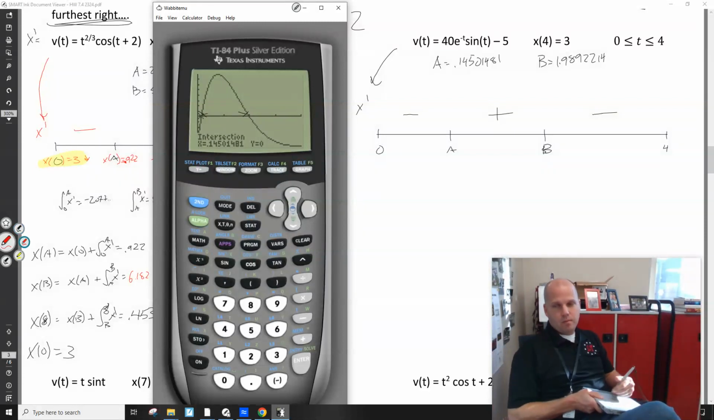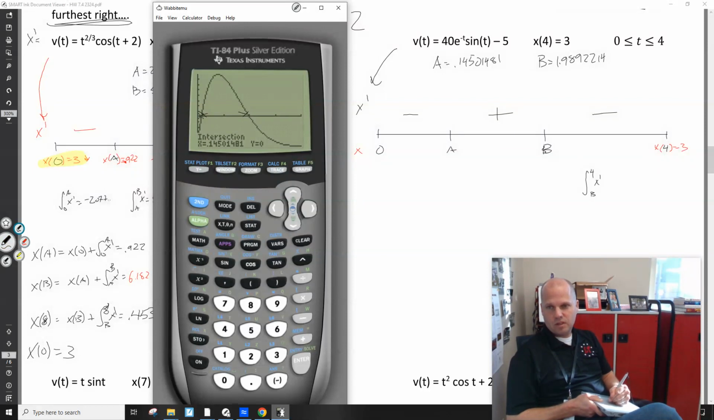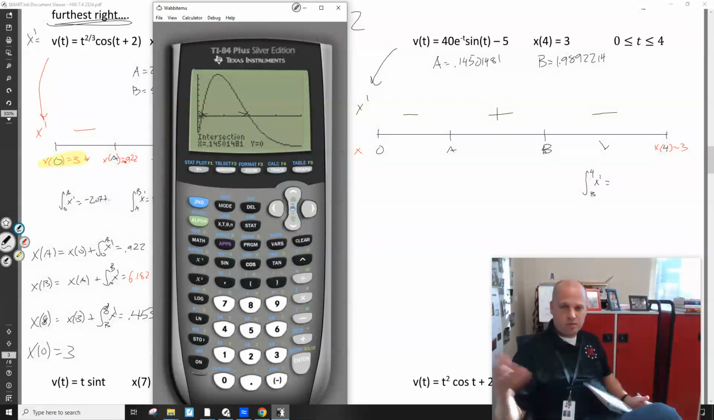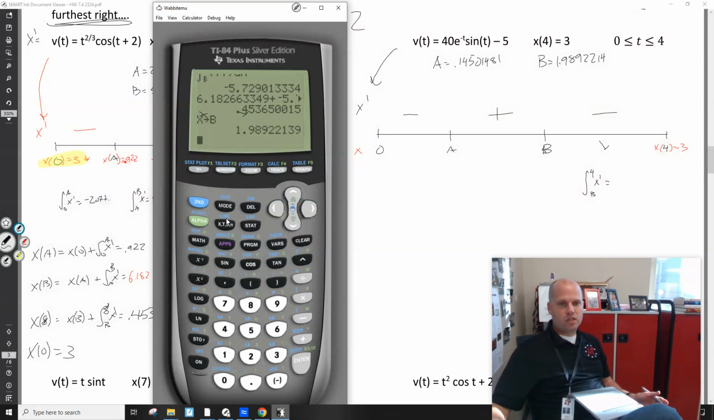Now, heads up, we're going backwards. We have x of 4 equals 3. This is going to be my position function, but I don't have a position function. I'm going to have to find my accumulations, and I'll go backwards. So let's start from B to 4. Let's find this amount that we decrease, which means it'll be a positive amount that we add to figure out where we came from. So we're all good. Let's store this as A and start finding some accumulations of my derivative.